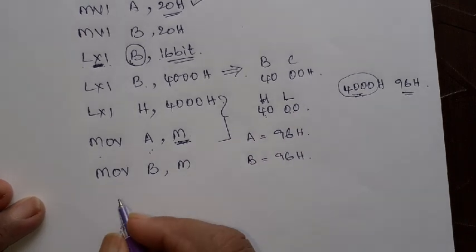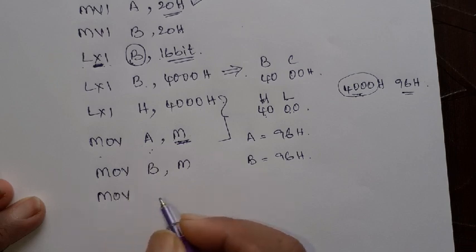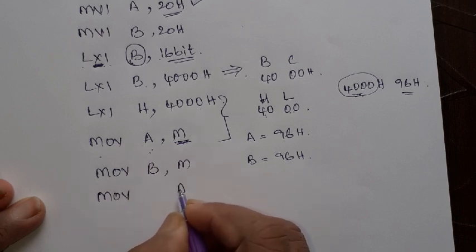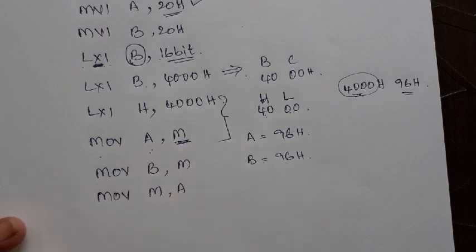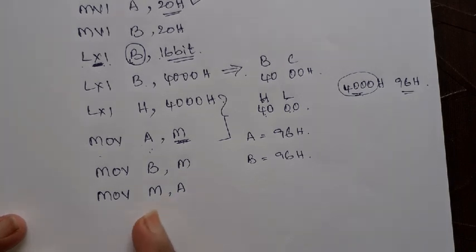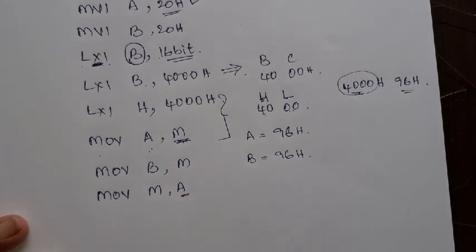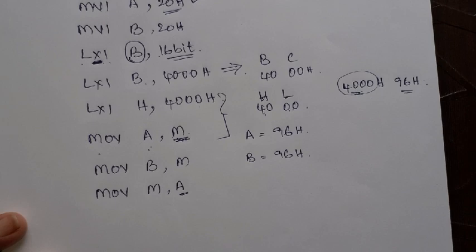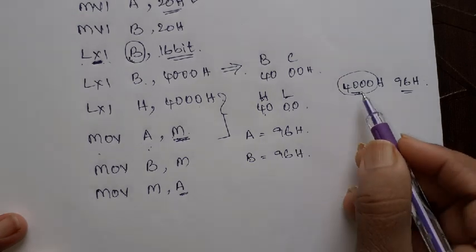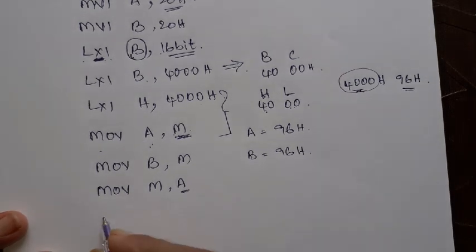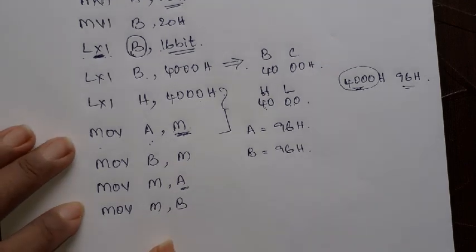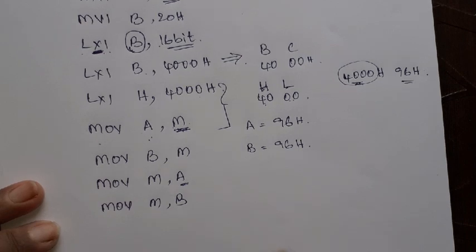The reverse is also there, like I can say move A to M. When I say A to M, the contents of the accumulator register will be loaded to a memory location whose address is in the HL pair. Move B to M. So these are one set of instructions.